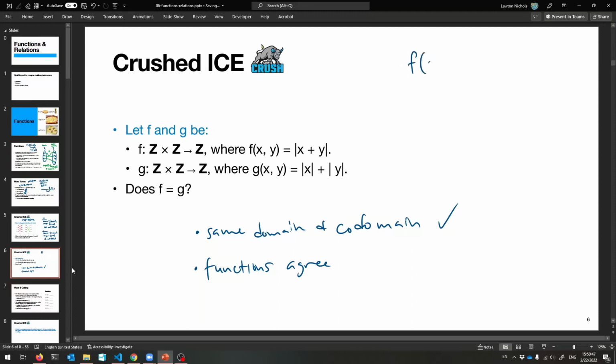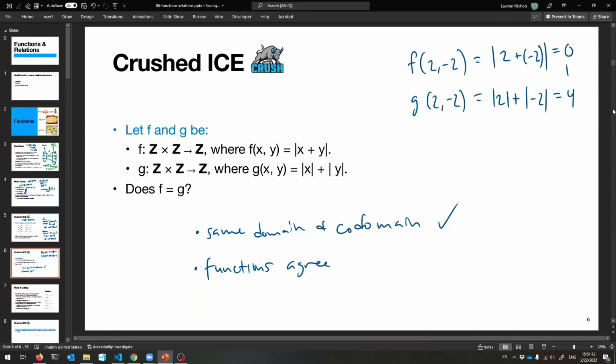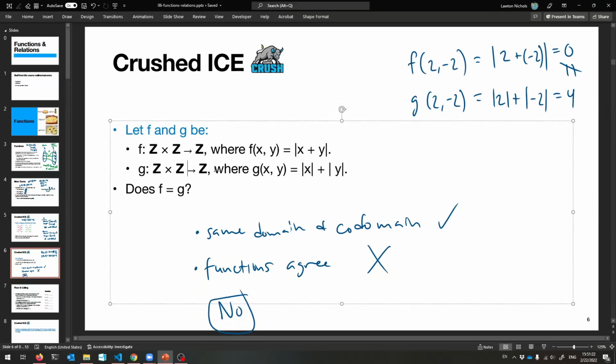So F and G of, for example, 2 and negative 2. Let's plug both of these in. So F of 2 and negative 2 is the absolute value of 2 plus negative 2. And G of 2 and negative 2 is the absolute value of 2 plus the absolute value of negative 2. So this is 0, and this is 4, isn't it? You see that? And those are not equal to each other, of course. So that means that the functions don't agree. So the final answer, does F equal G? The answer is no. Okay? Did you get that? Functional equality.